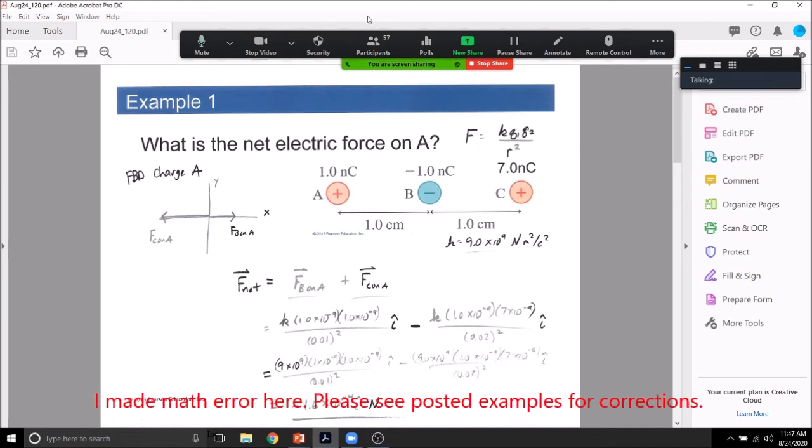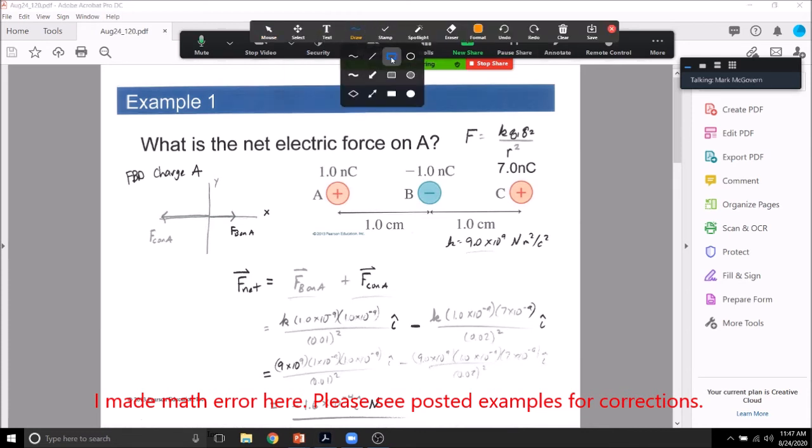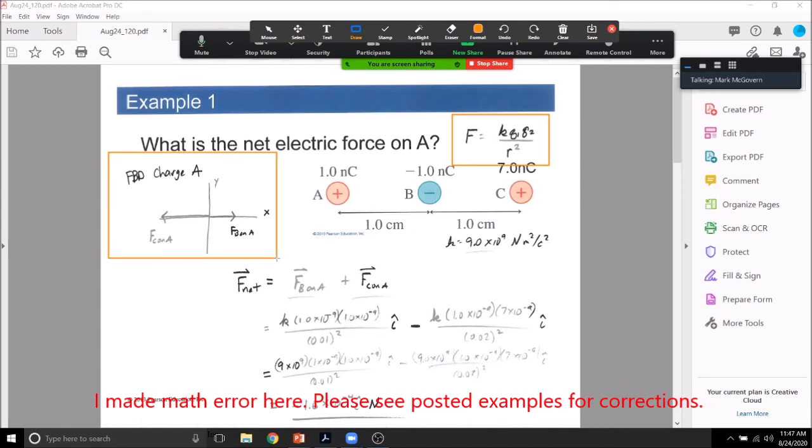Okay, so for each charge, we are going to have a magnitude of k q1 q2 over r squared. Have a free body diagram here. Probably not necessary to do a free body diagram here, but it never hurts, right? Never hurts to do it. We got our small F of B on A to the right and a larger F of C on A, okay, going to the left.